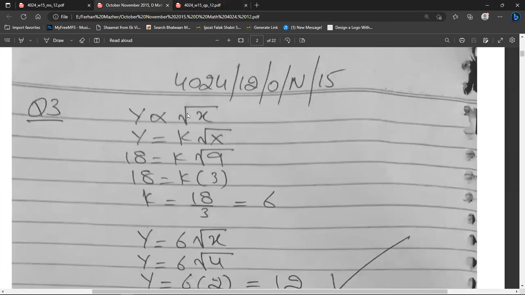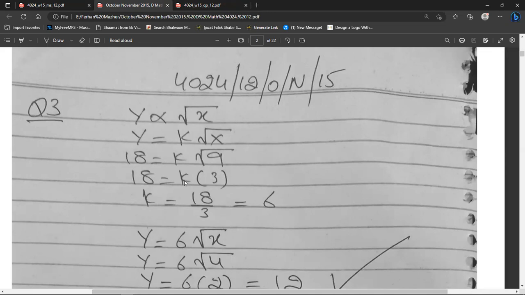Y is proportional to the square root of x, so y will be equal to k square root x. So the values are given. Y is 18 when x is 9, so 18 is equal to k square root 9. The square root of 9 will be 3, so 18 is equal to k into 3.